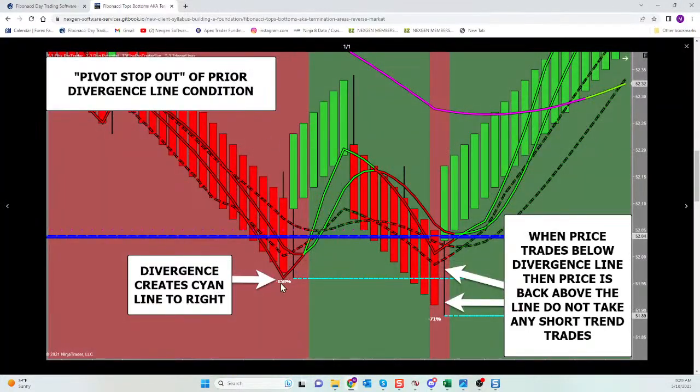Here's one of those examples where the pivot is created with a loss of momentum, right? It gives us that cyan divergence line. This on its own is not a termination condition because price didn't reach this area, price created this area. It's when price comes back to that divergence low line, all of the trigger lines remain above. Now we have a termination condition, guys, and this termination condition is what we call a pivot stop out of a prior divergence line. And this happens quite often, guys, and this termination condition that creates a full reversal is what we call a strong bottom.